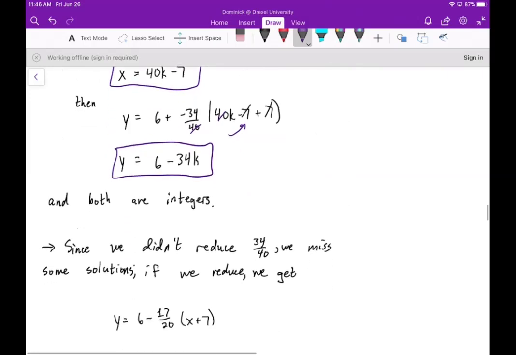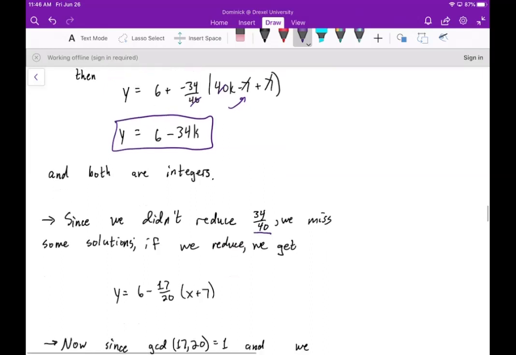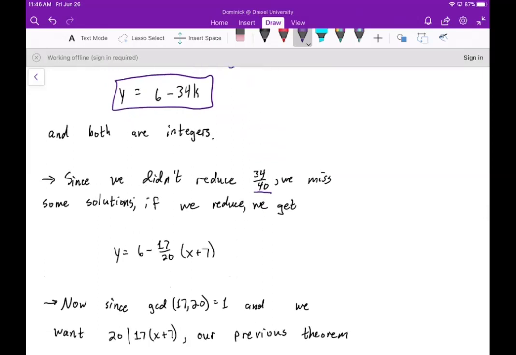Okay. Now, since we didn't reduce 34 over 40, we missed some solutions. So I want to highlight the fact that it's important that you reduce these equations. Now, if you reduce 34 over 40, you get that the slope is now 17 over 20, or negative 17 over 20, I should be saying.